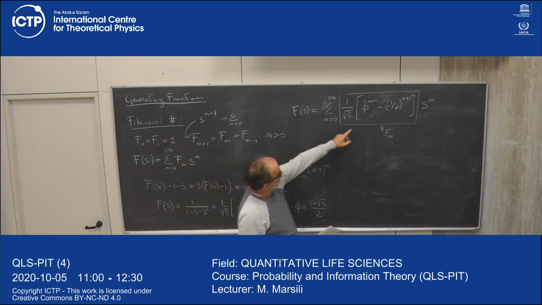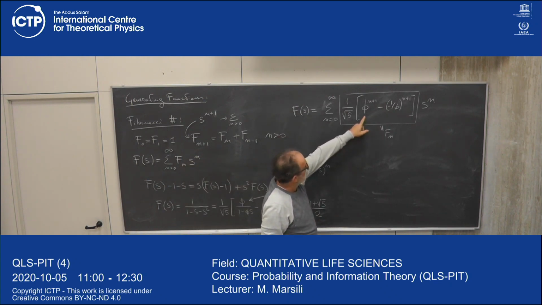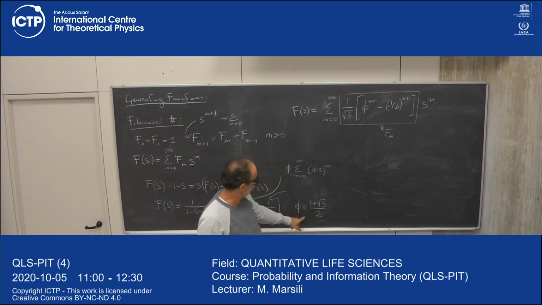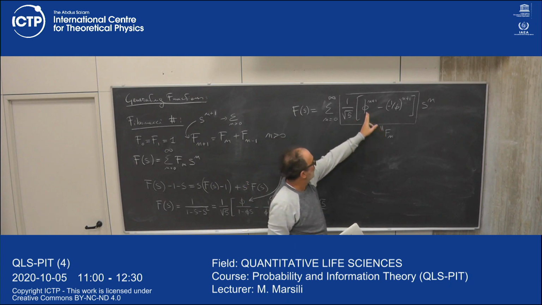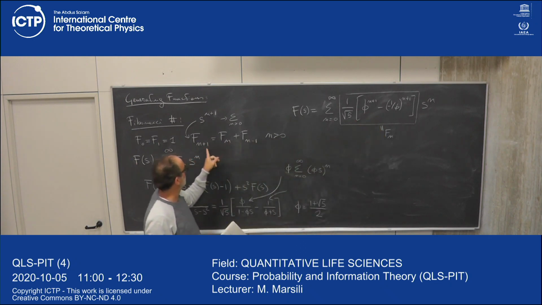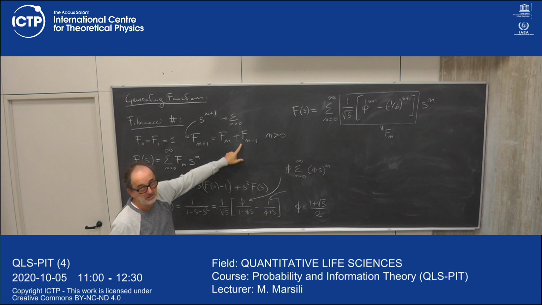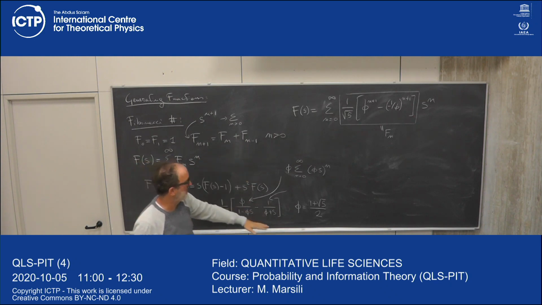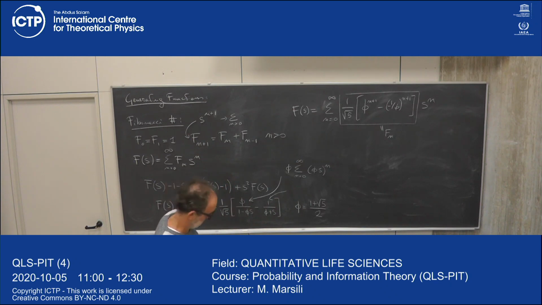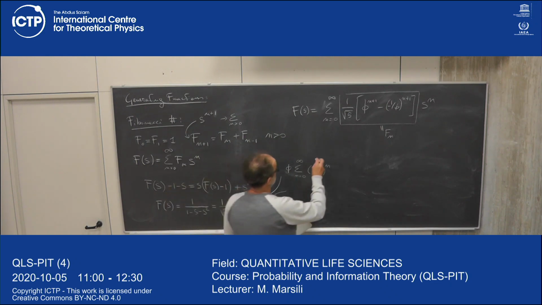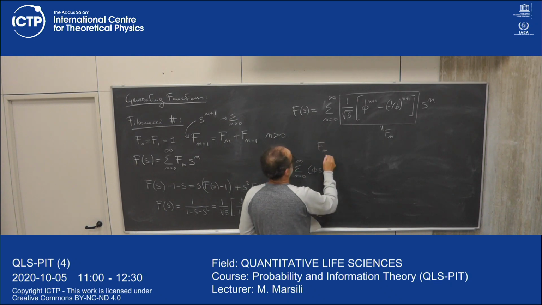What is also remarkable, in this particular case, is that phi is an irrational number, but this particular combination for every value of n produces a number which is an integer. Okay, and this is a special property of these irrational numbers.